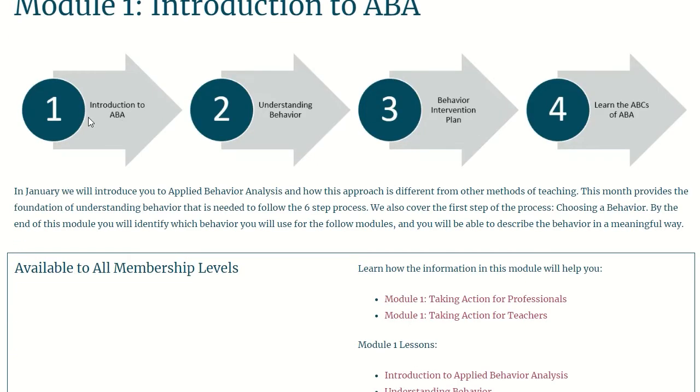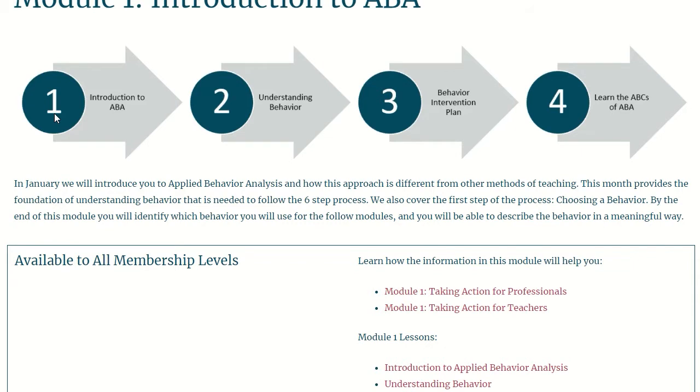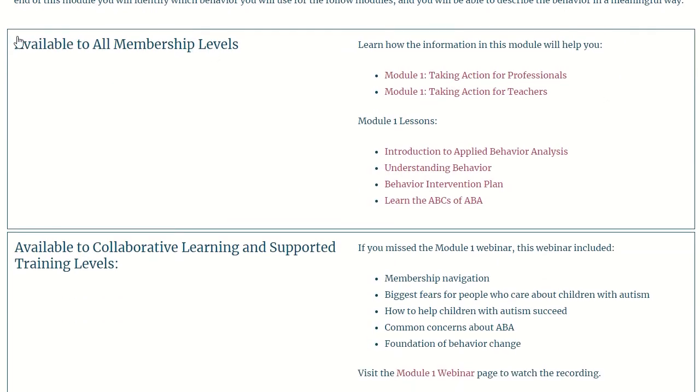Each of the modules includes a roadmap that shows you specifically what's in that module. So you can see lesson 1 in module 1 is Introduction to ABA. Lesson 2 is Understanding Behavior. Lesson 3 is a Behavior Intervention Plan. And Lesson 4 is Learning the ABCs of ABA. In this box at the top, you can see the information that's available to all membership levels. This includes the 2 articles we have, one taking action for professionals and the other taking action for teachers. A lot of our content is directed towards parents, so we want to make sure that professionals and teachers understand how this information applies to them, or how they can use it to help parents, for example, or how they can apply this to their role.